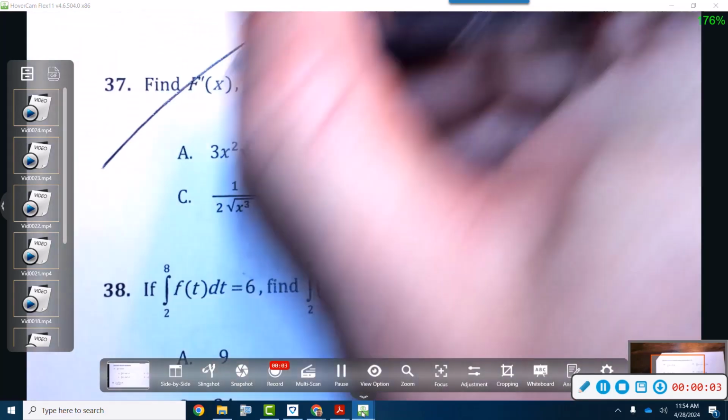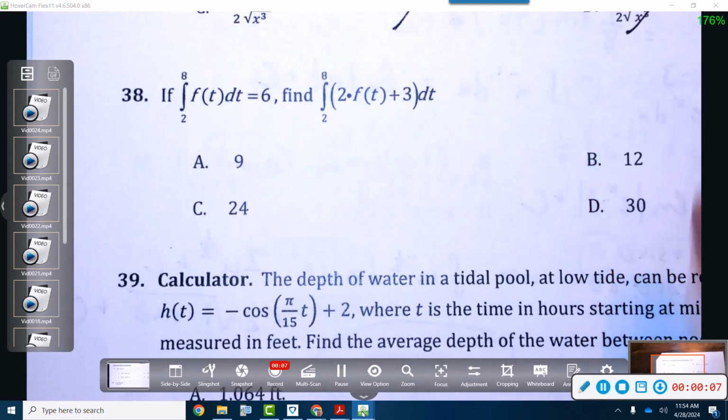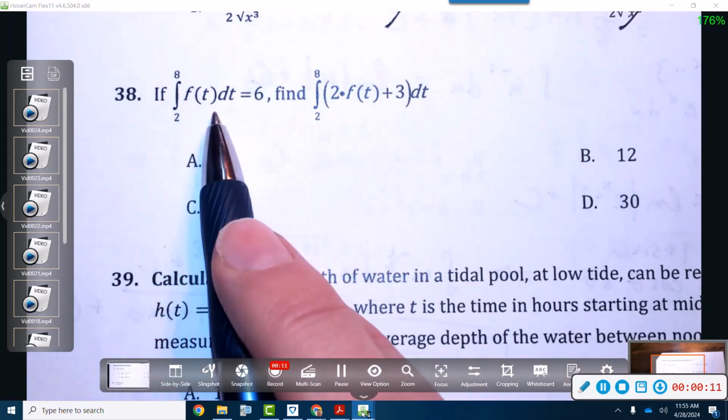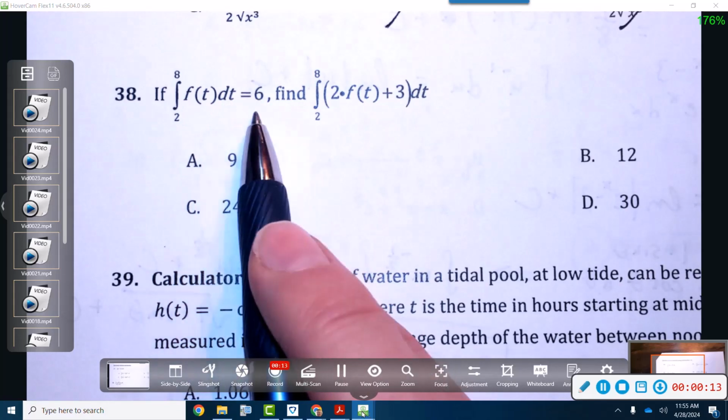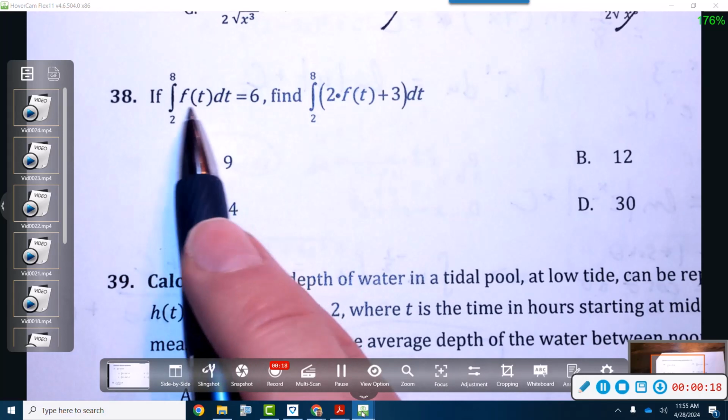Number 37 we're going to skip because you can see that we got an X there. That's not going to be on the test. Okay, so here we have it equaling 6. So we're going from 2 to 8, and it looks like it's just plain f of t.